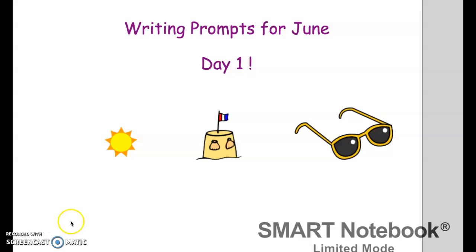So if you look at this picture, I see sunshine, I see a sand castle, and I also see sunglasses. So I'm thinking this has to do with a certain season. Let's see, it can't be winter because I don't see a snowman. It can't be fall. I don't see any fallen leaves or anything like that. Can't be spring either because I don't see any flowers. So I'm thinking this has to do with the season summer.